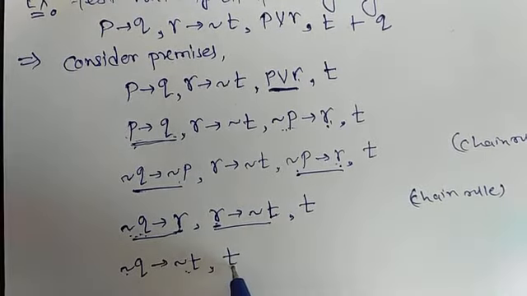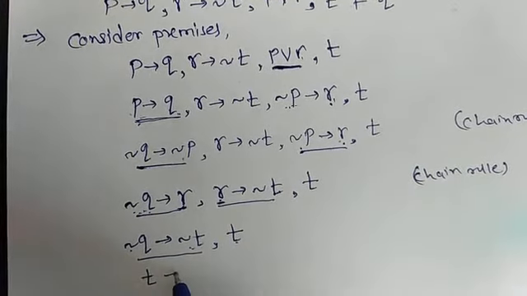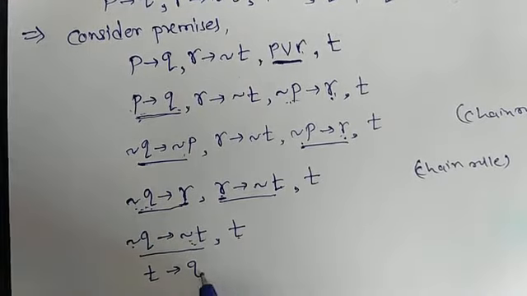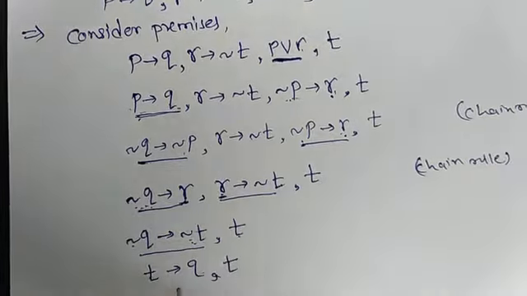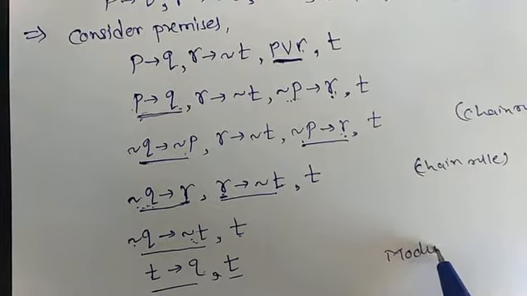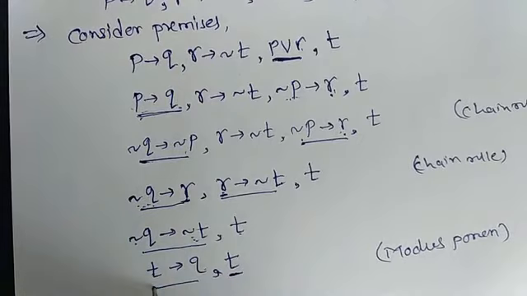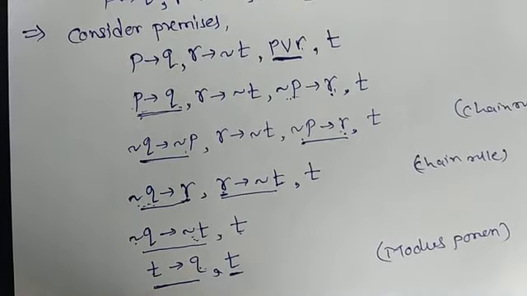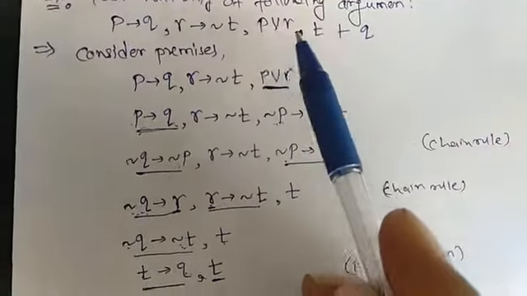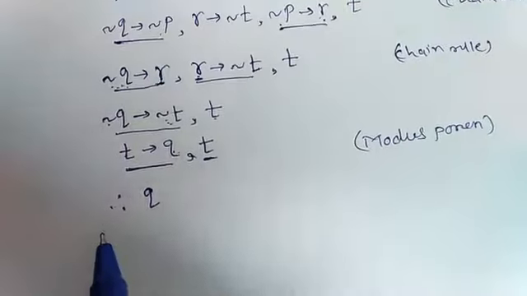Again, here it is negation q implies negation t, so applying negation on this, it will be t implies q, because both are negated. So we get t implies q, comma t. From these two, modus ponens gives us: the modus ponens rule says that t and t implies q gives the conclusion q. Therefore q. Okay, and in the question we have the conclusion q only, so we get the conclusion.